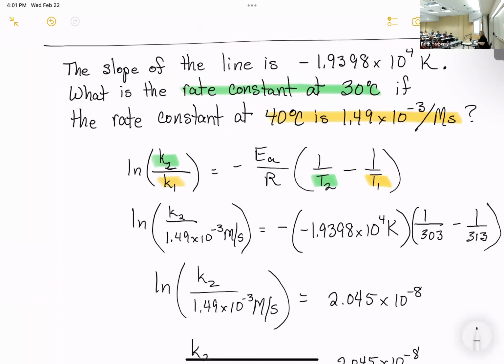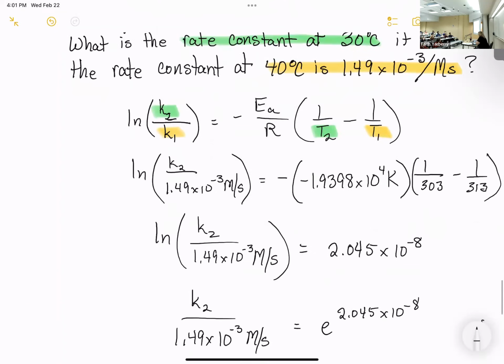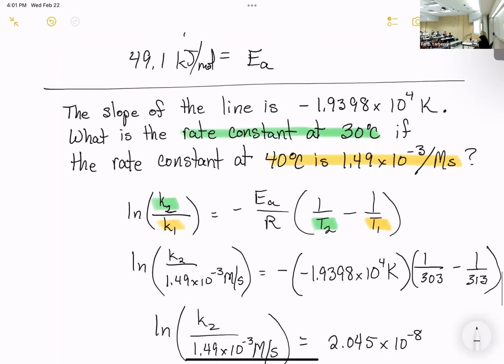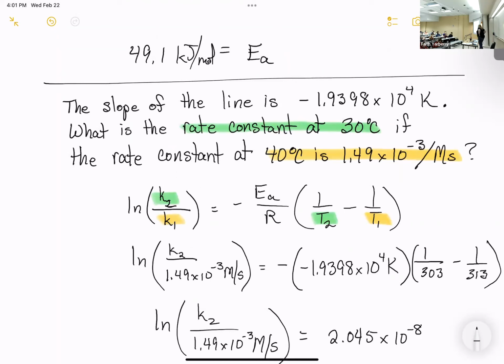I was working the math real quick, sorry. Well, I can think it through. The final answer real quick. The slope of the line is 1.9398 times 10 to the 4 Kelvin. What is the rate constant at 30 degrees Celsius, if... hold on, there's an error. See, even I can see errors when I'm doing it through math.